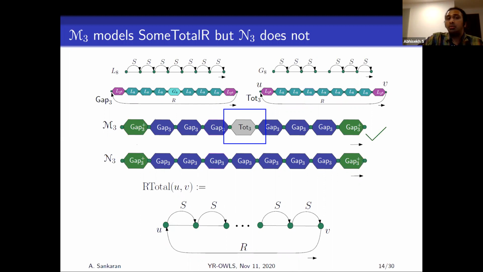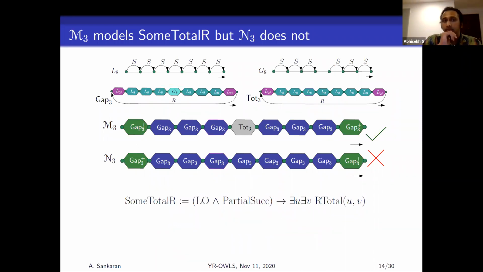But observe that if you go to N3, because N3 is just constituted of gap 3, by its very construction we had this G8 in the middle. And G8 itself had a gap in the middle. So the totality of the S relation gets violated inside G8, and therefore inside gap 3, and therefore inside all of N3. So N3 does not satisfy there exists UV, R total UV. And because it does not satisfy that, but it satisfies the premises of sum total R, M3 models sum total R, but N3 does not model sum total. Again and again we are exploiting this difference between gap and tot.